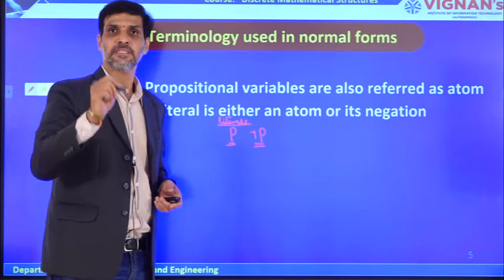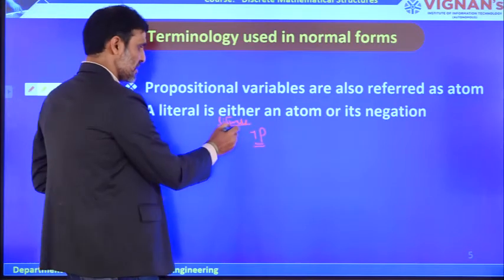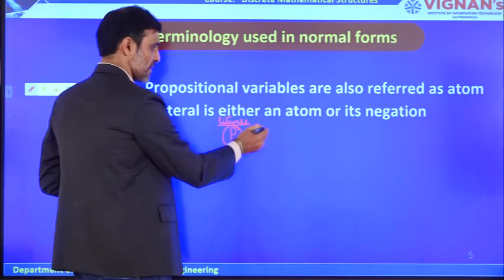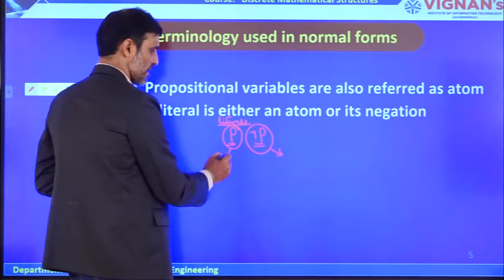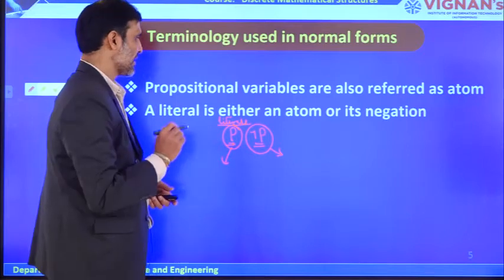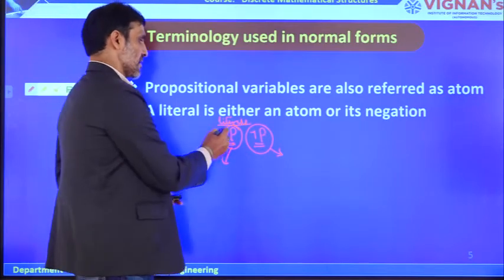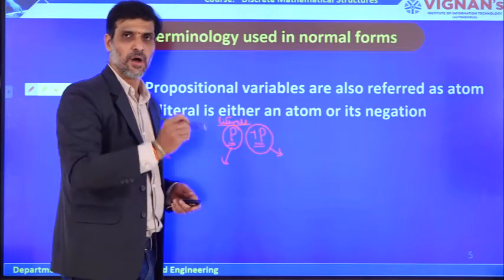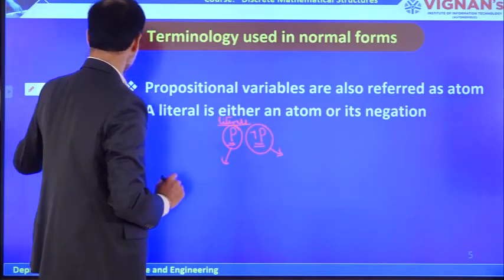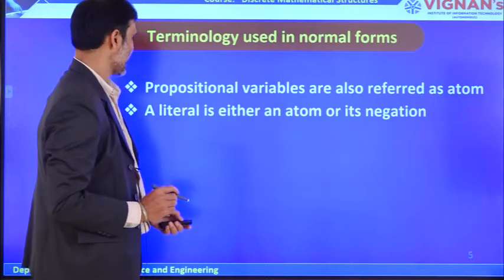An atom is simply a propositional variable. This is a propositional variable, and this is a propositional variable. Each is itself an atom. A literal is either this, or its negation. This is the difference between an atom and a literal.